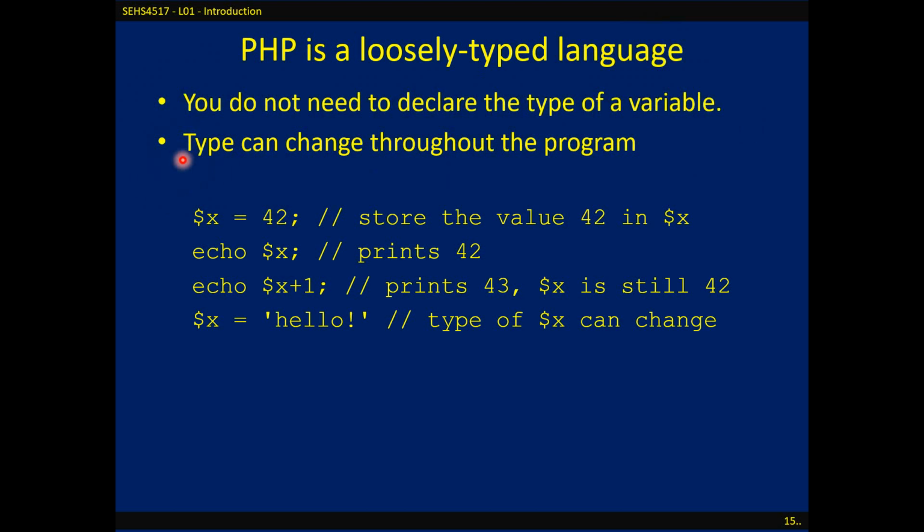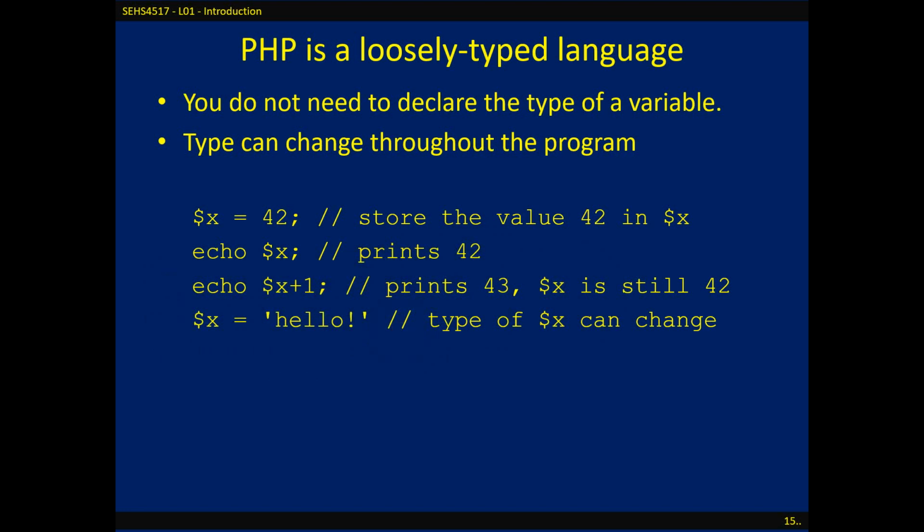More interestingly, the type of a variable can change throughout the program, as you can observe here. At the beginning, $x has a numeric value of 42, it is an integer. So you echo it, it prints 42. You add 1 to it, and you echo the result, it's 43. But later in the script, you can change it to a string. And this is really strange.